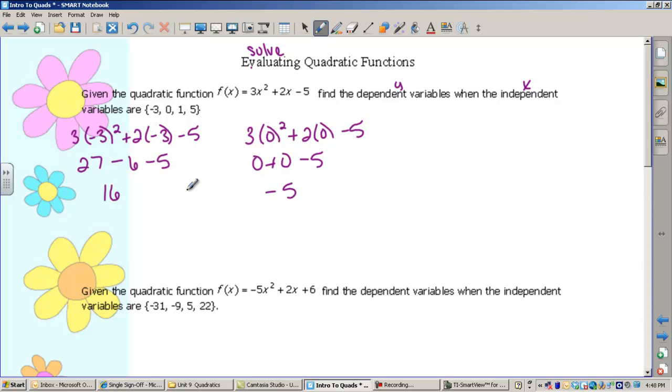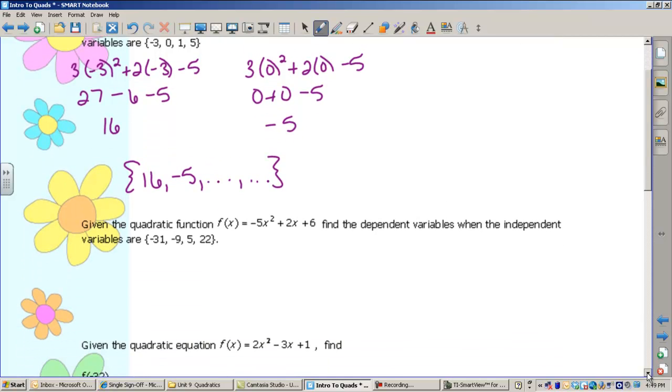And you repeat this process for the 1 and for the 5 to get the other two numbers. And when you're done, you write them in brackets just like they were written up in our problem. And you write down the other two that you found. Now that is one way to do this. It is not the only way. You can also use your calculator to answer these questions. You can do it the same way.